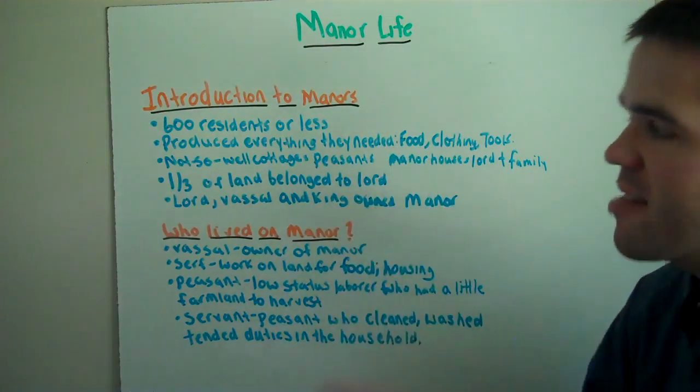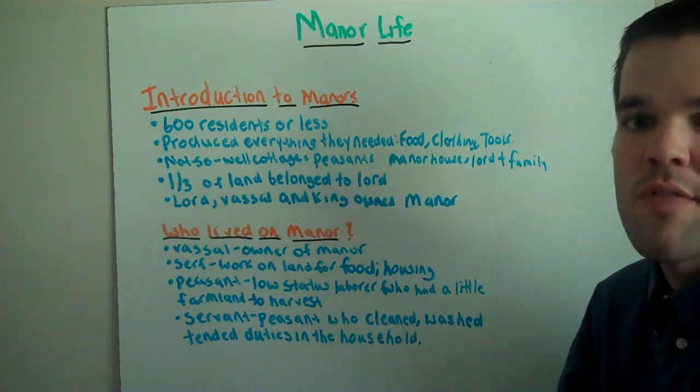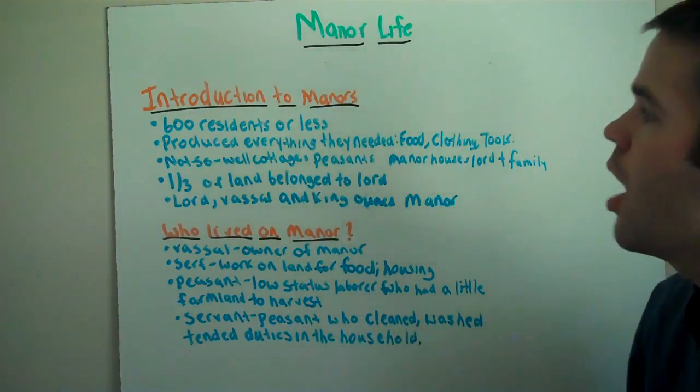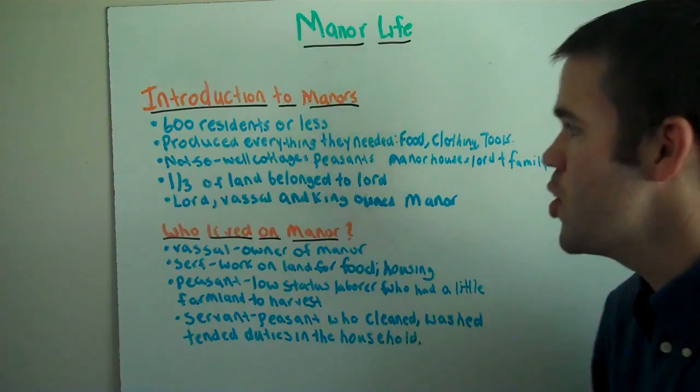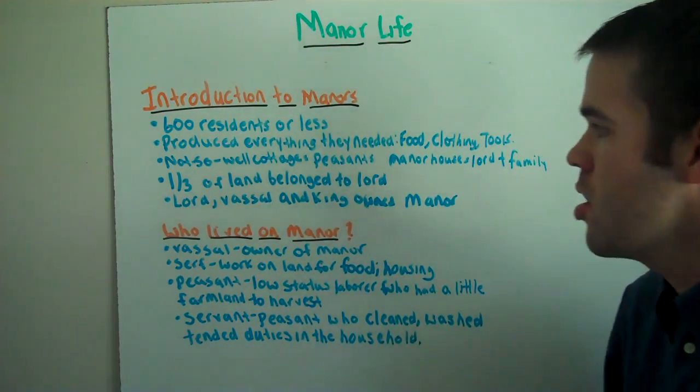So, in today's lesson we have talked about a little bit of an introduction: most manors had 250 to 500 members on them. They produced everything they needed: food, clothing, and tools. One third of the land belonged to the Lord.